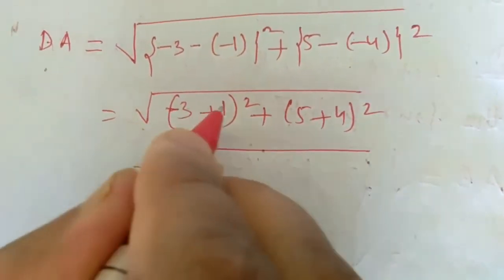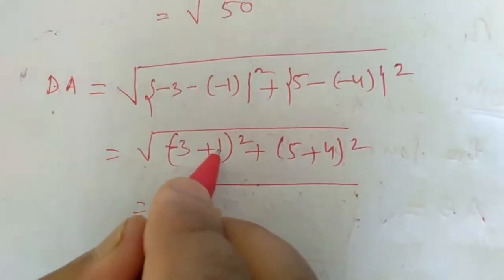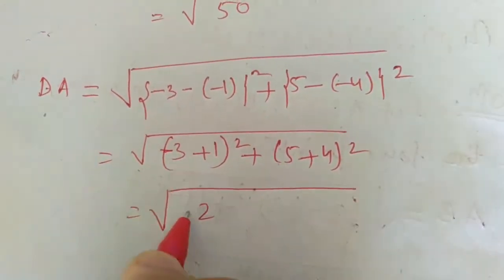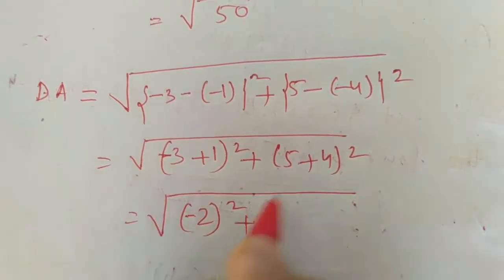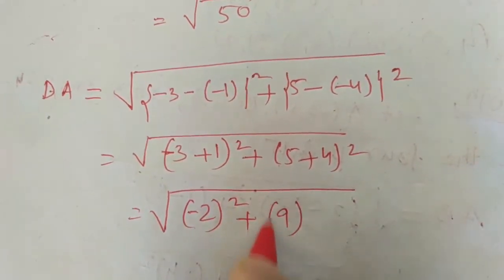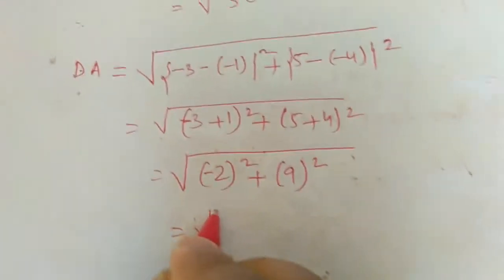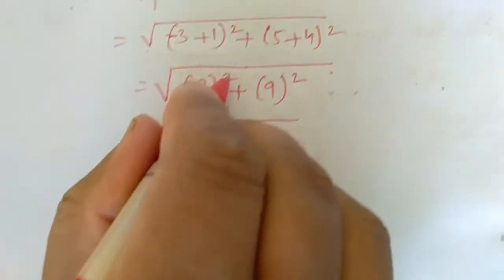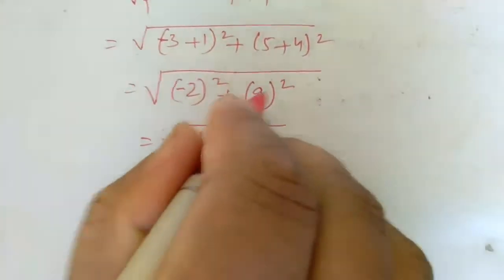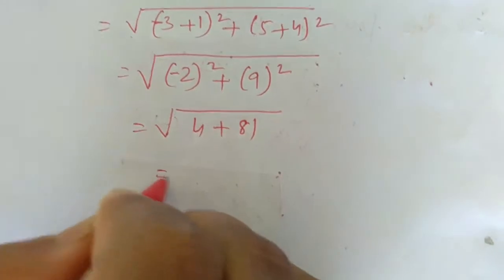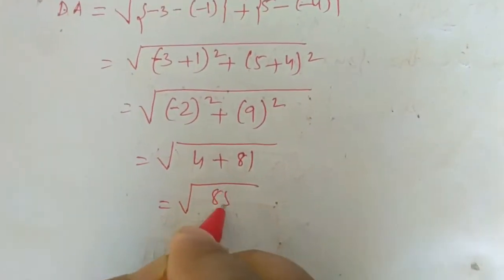If one is negative, other positive, you have to subtract. 3 minus 1 is your 2. This is greater than minus, whole square. 5 plus 4, 9 whole square. 2 to the 4, power even, so this negative becomes positive. 9 9 is 81. You add it, you will get 85.